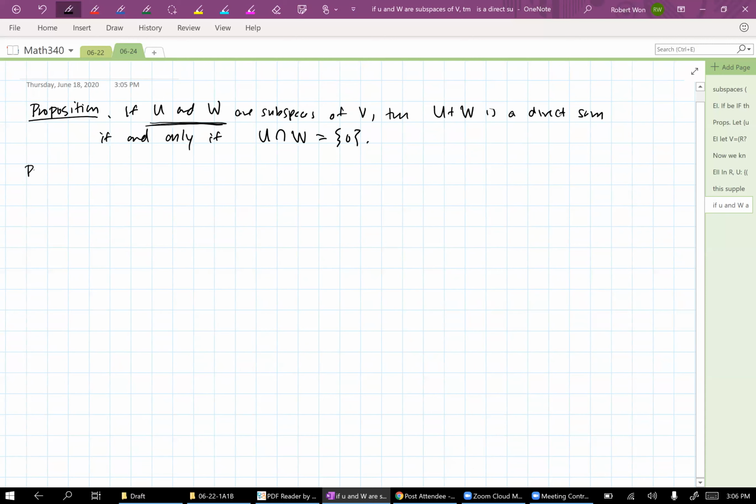So how do we prove it? So let's prove the forward direction first. Let's suppose that U plus W is a direct sum. Okay, I need to show that the intersection between these two subspaces, U and W, is just the zero vector. So let's take a vector V that's in the intersection.